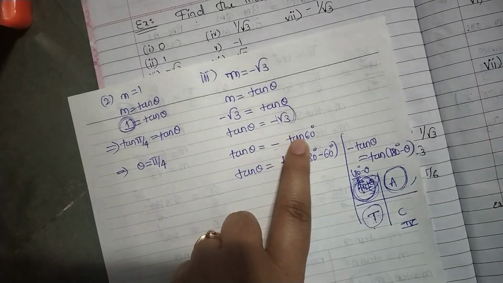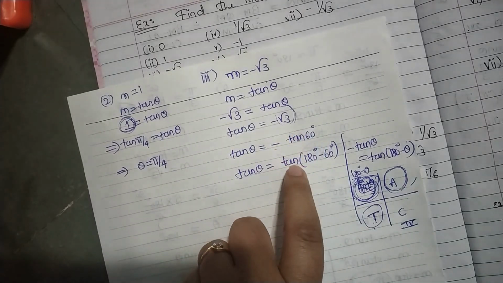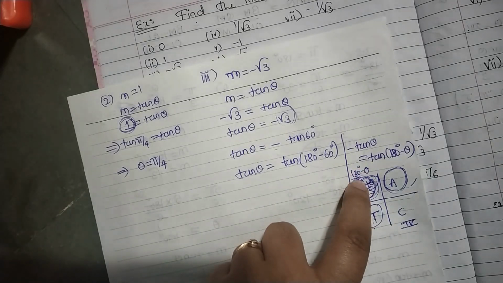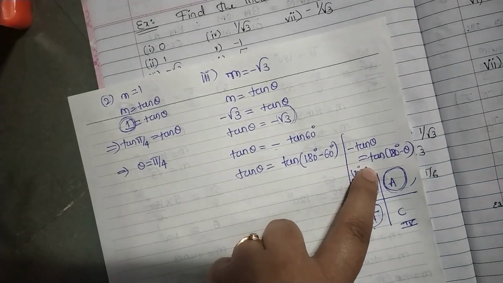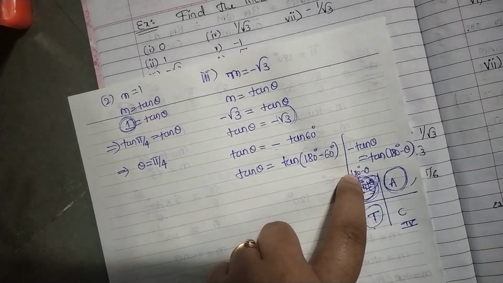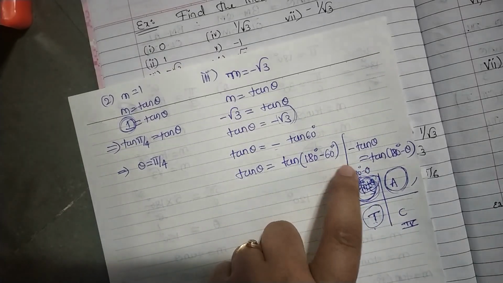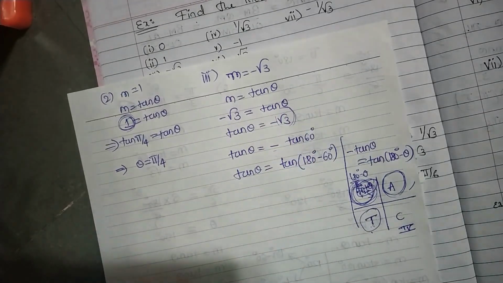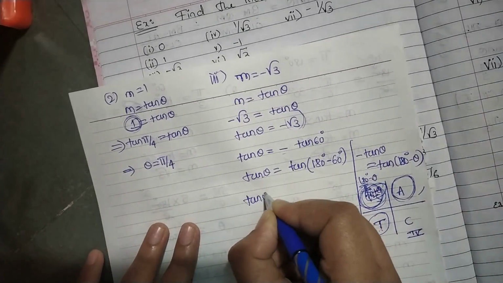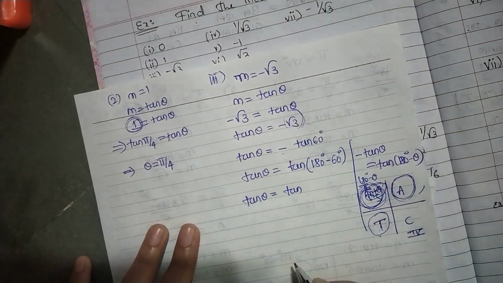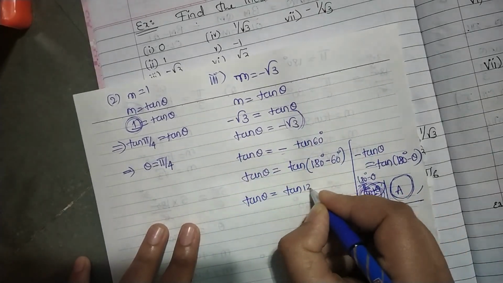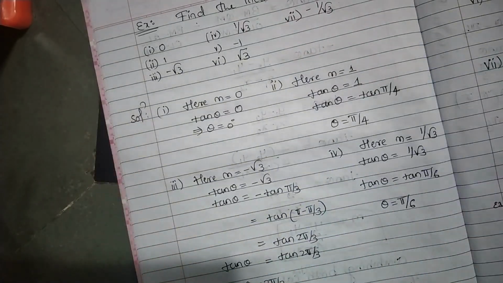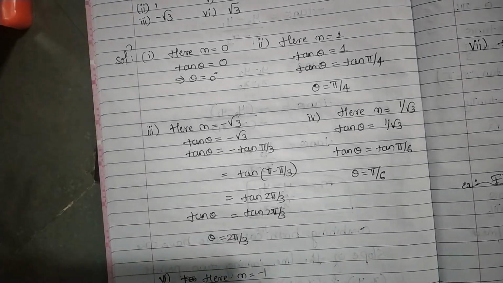So how do you write minus tan 60 degree? Since it is negative in the second quadrant, it is tan of 180 minus theta. Tan of 180 minus theta, where theta is 60 degree, so minus 60 degree. So this is equal to tan theta. Now, okay, 180 minus 60 is 120. On equating, we get the angle 120 degree. That is 2 pi by 3.